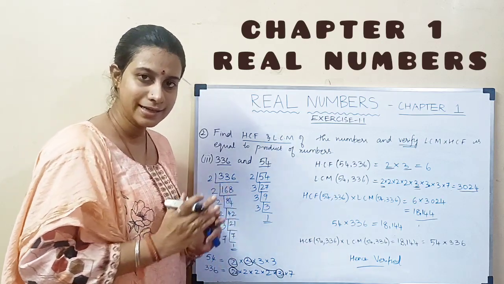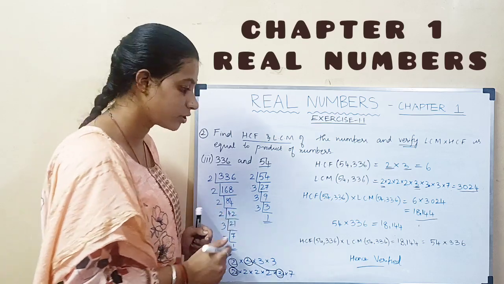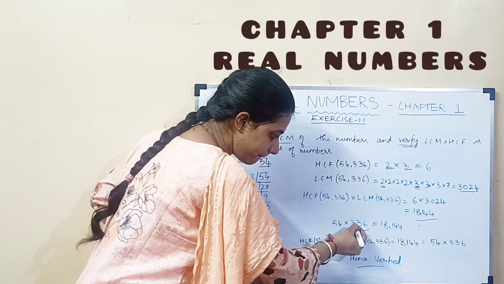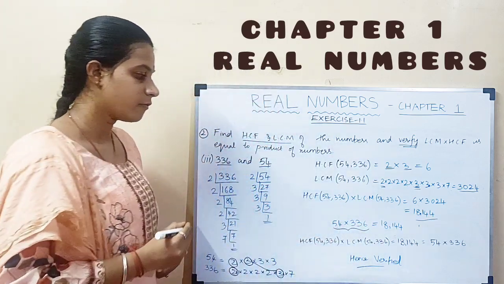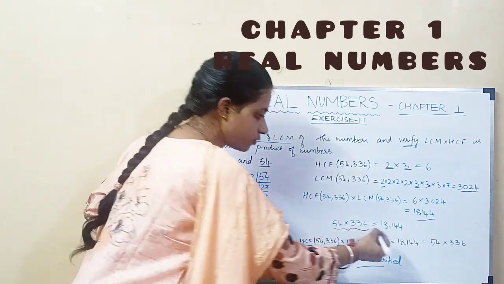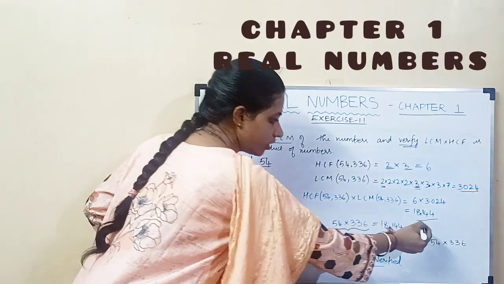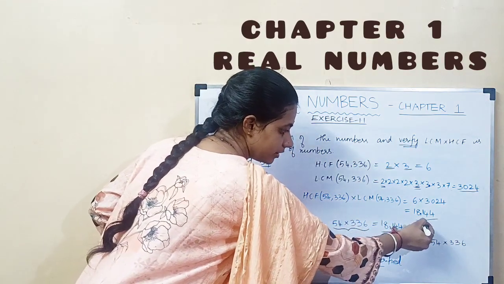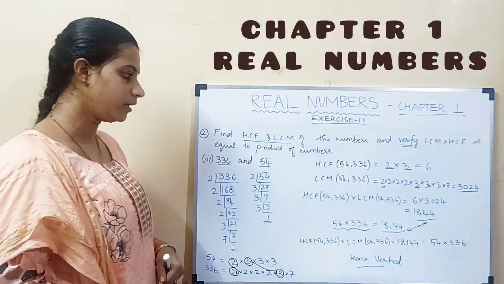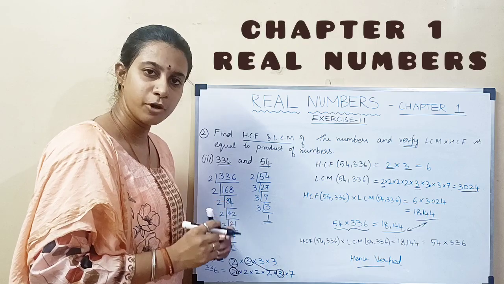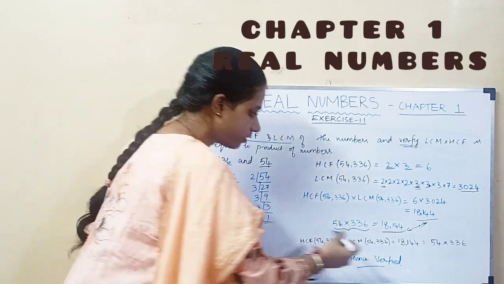Now coming to the right hand side of the condition, which we have to verify, we take the product of the given numbers. 54 into 336, which we get as 18,144. So we can clearly see that these two numbers are same and equal. So HCF into LCM is equal to the product of the numbers.